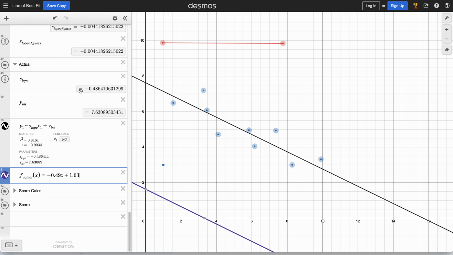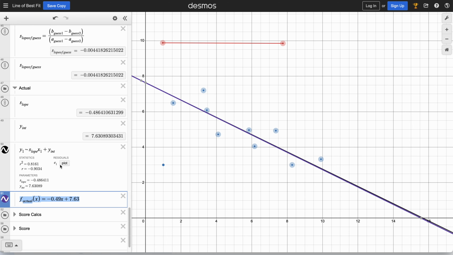And so that's where I'm generating this line of best fit. I'm taking the slope from the actual and I'm taking the y-intercept from the actual. And that generates the graph here. And you see that my F actual is directly on top of that darker line. So if you were doing an assignment question and you were asked to either find the slope, find the y-intercept, or find the equation, this is how you would do it.